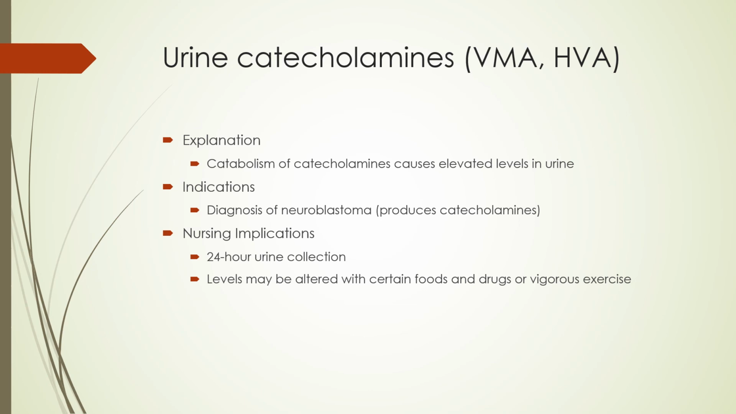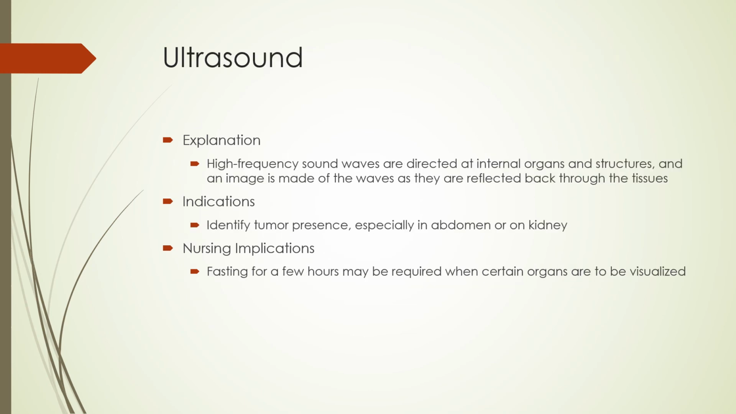Urine catecholamines. Catabolism of the catecholamines causes elevated levels in the urine. This is a specific test for neuroblastoma. Neuroblastoma actually produces catecholamines. So when you've got an elevated catecholamine level in the urine, that tells us that they may have neuroblastoma. It's a 24-hour urine collection. Certain foods and drugs and vigorous exercise can actually skew the results. So important to do good pre-education on.